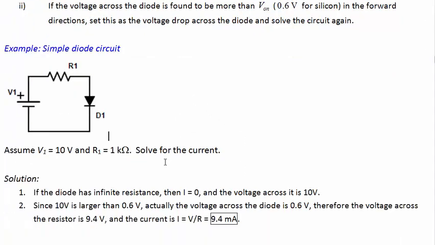Welcome back. How'd you do? If the diode has infinite resistance, then the current's 0, the voltage across it is 10 volts. 10 is bigger than 0.6. Let me just check that on the calculator. Yes, 10 is larger than 0.6 volts. So therefore, we've got the diode in forward bias. It's turned on. Current is going through this diode. So the voltage that appears across the resistor is just 10 volts minus this 0.6 volt drop that's necessary there, so 9.4 volts, so the current is 9.4 milliamps.